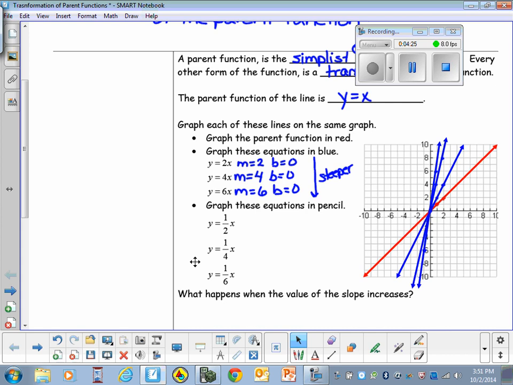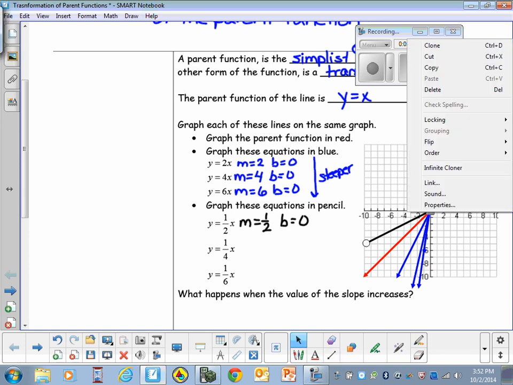Now, here you're asked to draw in pencil. I'm going to use black on the smartboard. Our slope is 1/2. Our y-intercept is 0. Do you expect this to be steeper or flatter than all of the other lines we've drawn? Hopefully you remembered that this will be flatter when you have a smaller slope, a fractional slope. You have a flatter line. So up 1 to the right 2, up 1 to the right 2, and let's draw that. Then I put my arrowheads on.